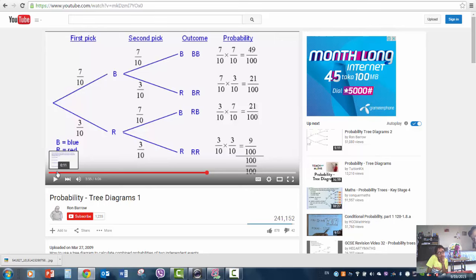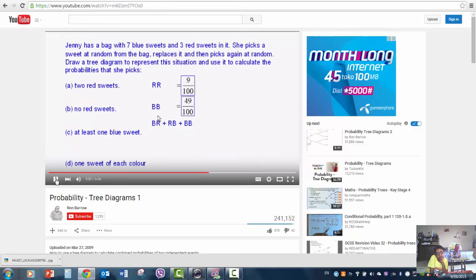And the tree diagram is a good way to get a sense of how probability is working. Together, we'll get our answer. It's blue, red, red, blue, or blue, blue. Adding them together, we get that, which totals to 91 over 100. The next question. One sweet of each color. Then it's practically just 21% plus 21%. So that's our answer.